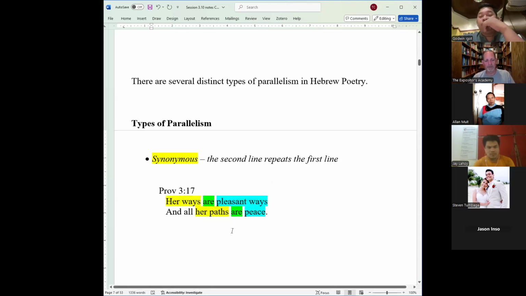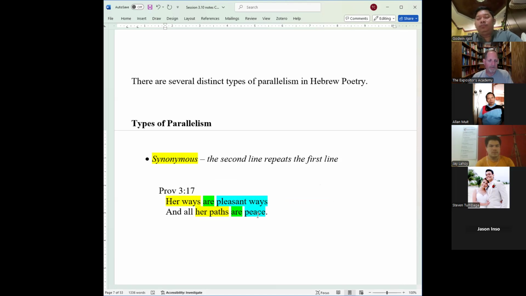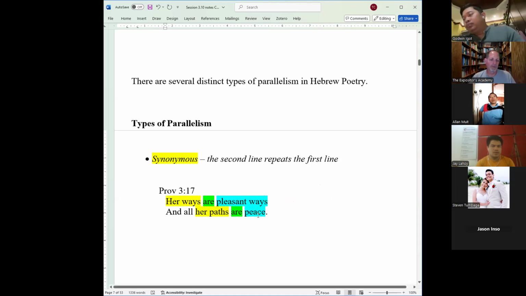Notice it's very similar in structure. Her ways, her paths. Are is the verb in both cases, and then pleasant ways and peace. Now, synonymous means synonym, right? It won't be exactly the same. He doesn't say her ways are pleasant ways and her ways are pleasant ways. That's redundant. That's not really poetic. But they'll say the same kind of thing using synonyms or similar words.